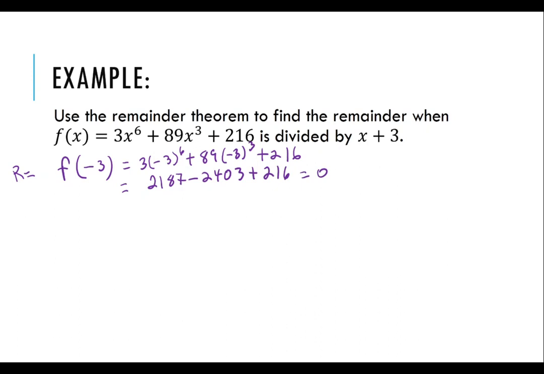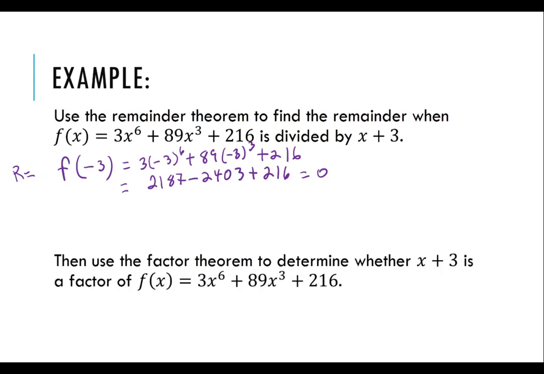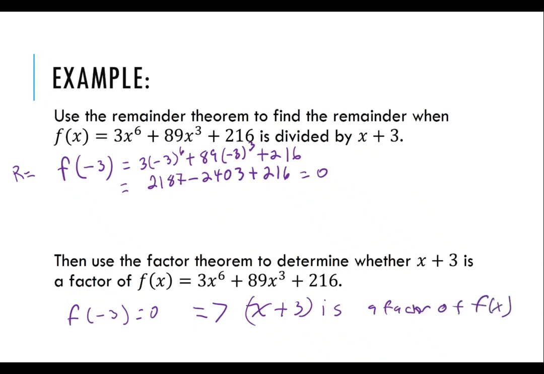So specifically, that means that x plus 3 is a factor of 3x to the 6th plus 89x cubed plus 216. Then the factor theorem uses what we just found, that is, f of negative 3 being equal to 0, allows us to say that x plus 3 is a factor of our function f of x. So let's try this again.